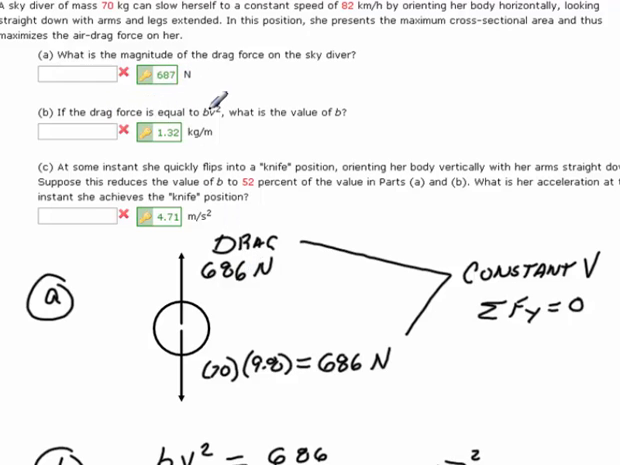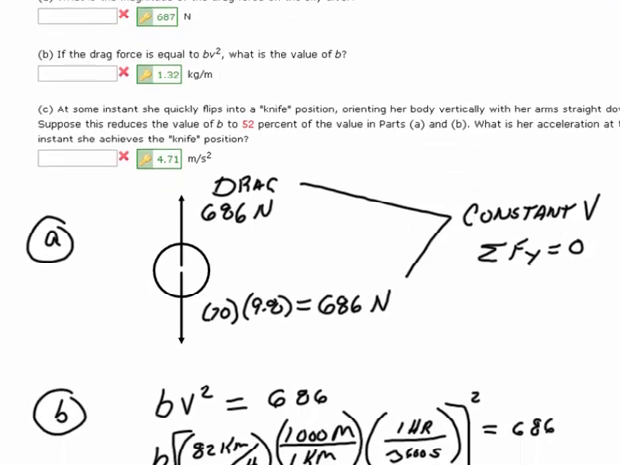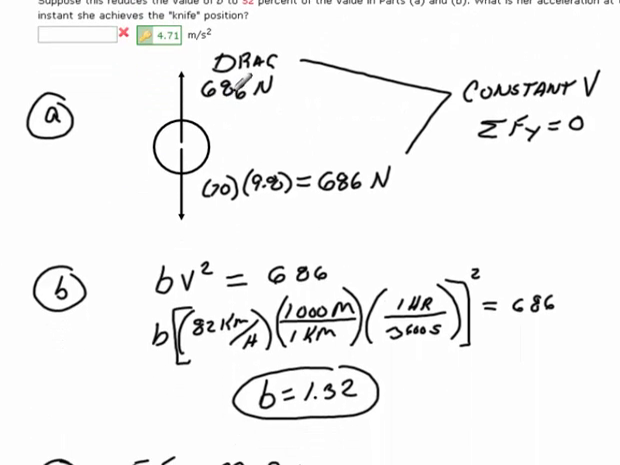Now if the drag force equals BV squared, again, all you're going to do here is set this equal to BV squared, which I did, set equal to 686, and solve for B. Just be careful when you convert the kilometers per hour, get it back to meters per second, square that, and in this case you get 1.32.